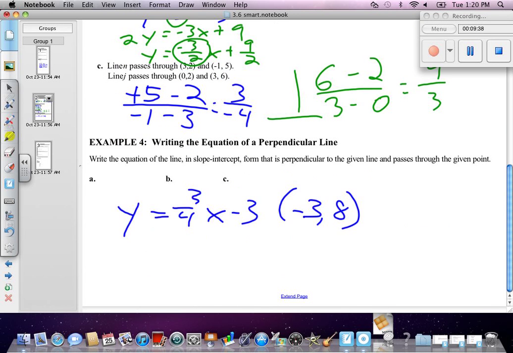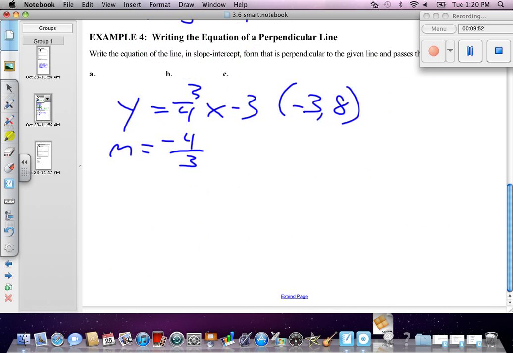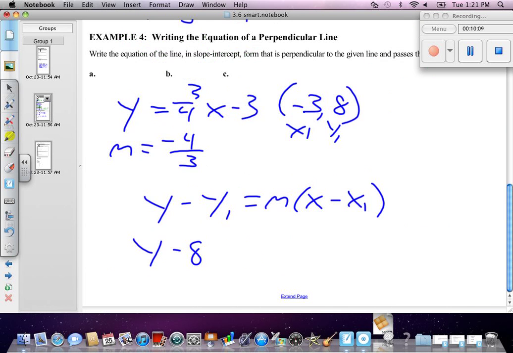We flip it over, and then we make it negative, so it'd be -4 over 3. Did you get how I did that? If it's perpendicular, you flip it over and you change the sign. Now I'm going to plug it into point slope form. This is my x1, this is my y1. Point slope form is y minus y1 equals m times x minus x1. Now I'm just going to plug those things in. Are we good? Okay, so y minus 8 equals -4/3 times x minus x1.